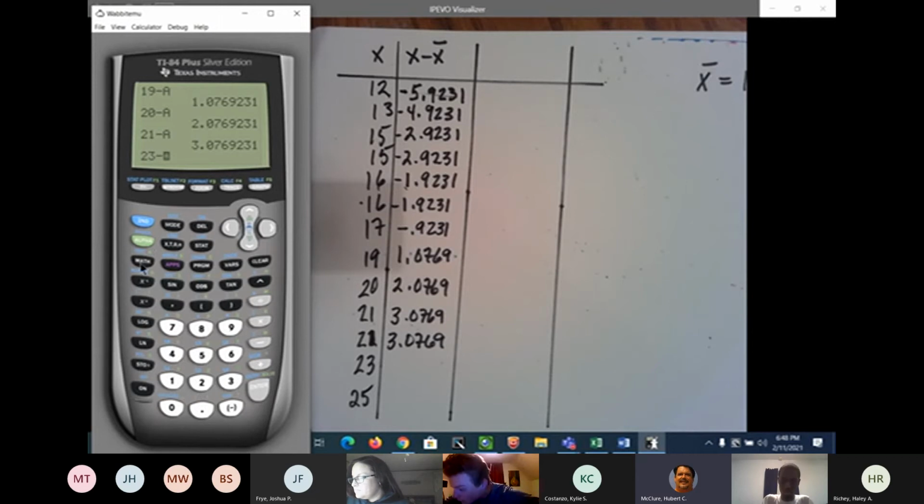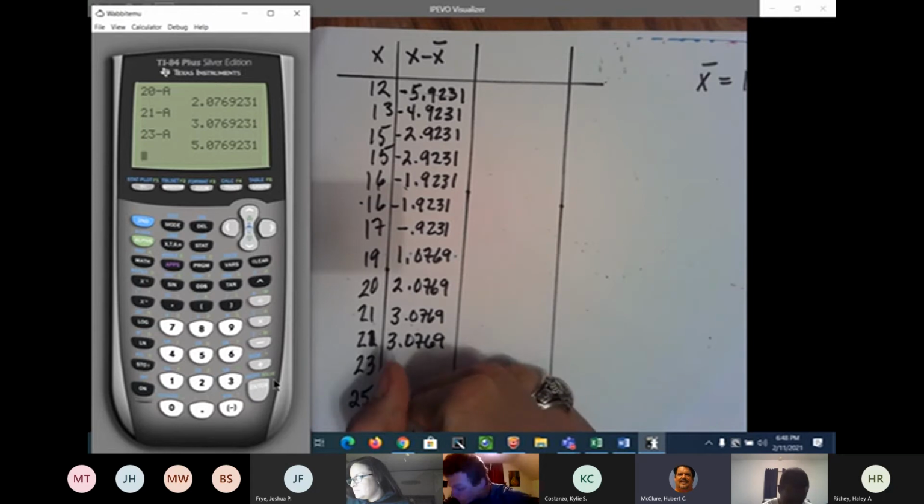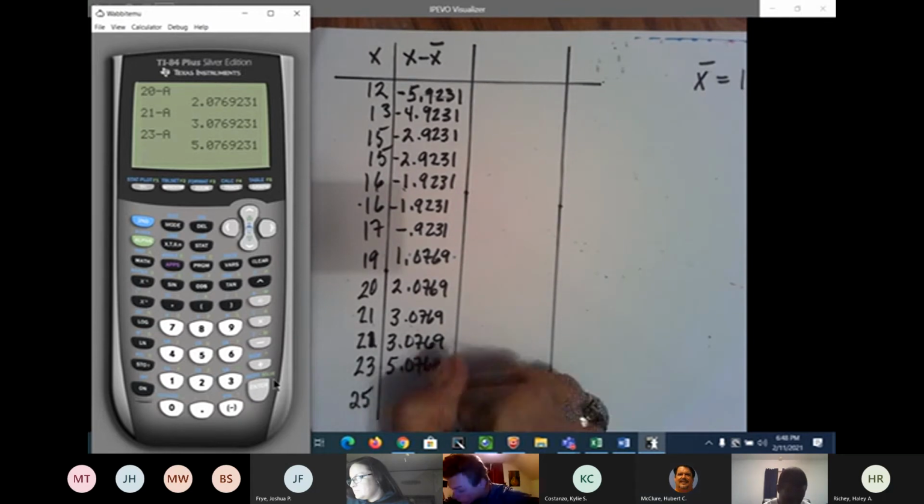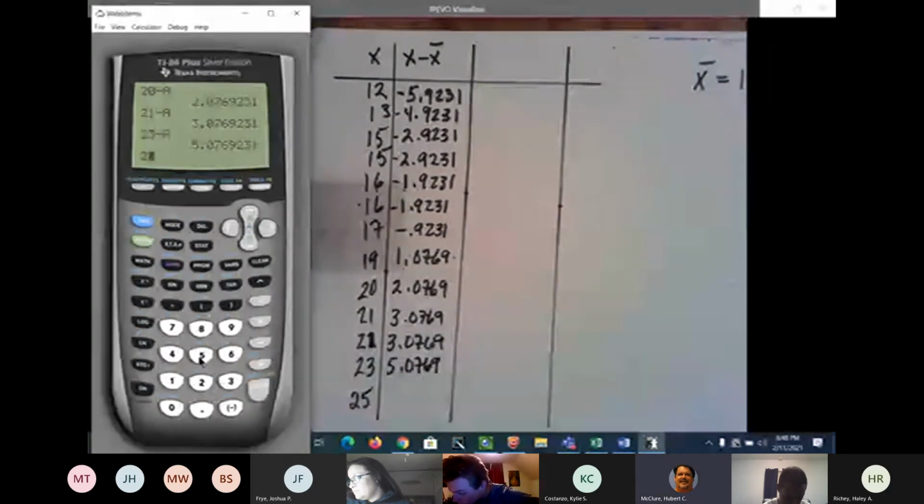Minus alpha A. 23 is 5.0769. And 25, alpha A, 7.0769.